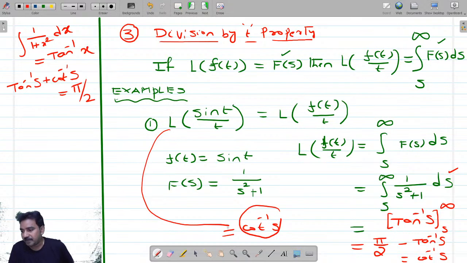The point is clear. No issues, right? Are you following, my dear students? This is the best example to apply the division by t property. Best example to apply the division by t property. No issues, I think so. Very, very clear.